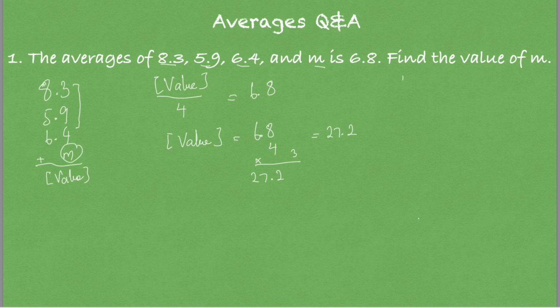So let's sum them up. 8.3, 5.9 and 6.4. If we add them up, it's going to be 20.6. If we subtract 20.6 from 27.2, it's going to be 6.6. So the value of m is 6.6.